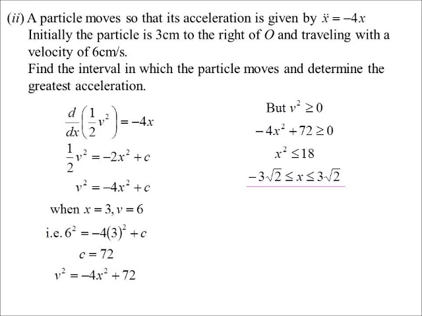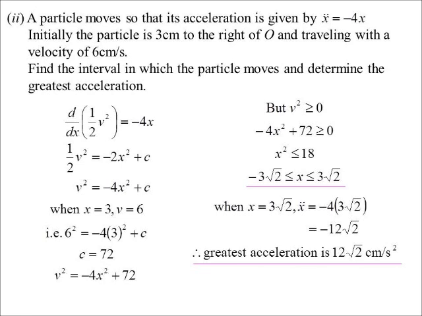And greatest acceleration, well, acceleration is minus 4 times x. The greatest displacement is 3 root 2. So therefore, I get minus 12 root 2. So 12 root 2 centimetres per second squared. I think in this, they're not asking for acceleration, the vector. They're asking for acceleration, the scalar. Well, because that's the thing with acceleration, isn't it? It's both a vector and a scalar. Whereas velocity and speed, you've got the two different ones. So when they say greatest acceleration, are they talking about the vector or the scalar? So I just write the positive one down. 12 root 2 is the greatest acceleration.